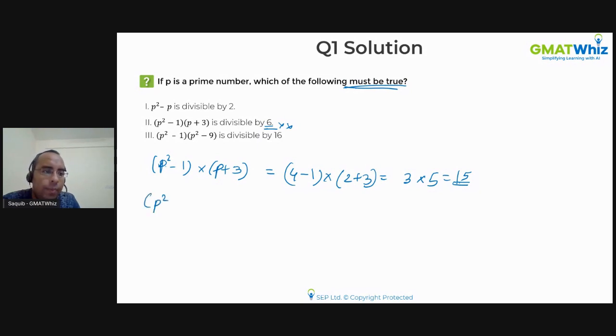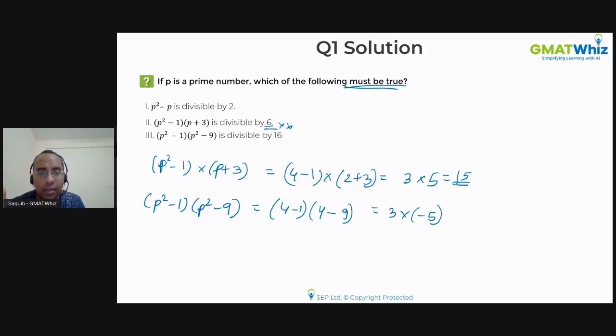You can go to the last one, and you can do the same thing. You put 2 here, 4 minus 1, 4 minus 9, so 3 times minus 5. You can notice even this is not divisible by 16. So you can say even this is not true.